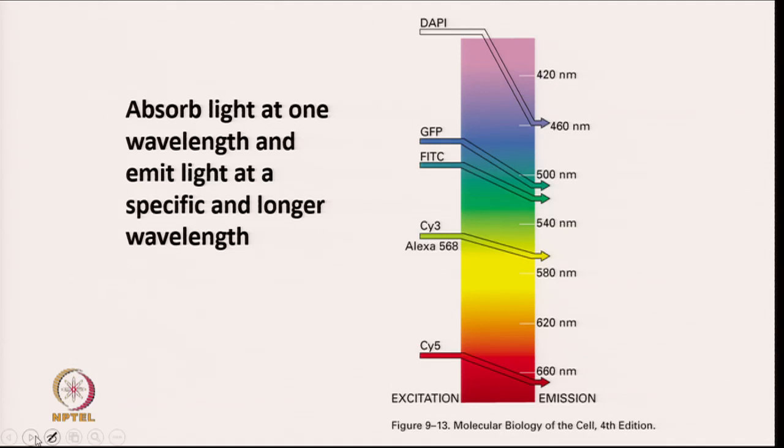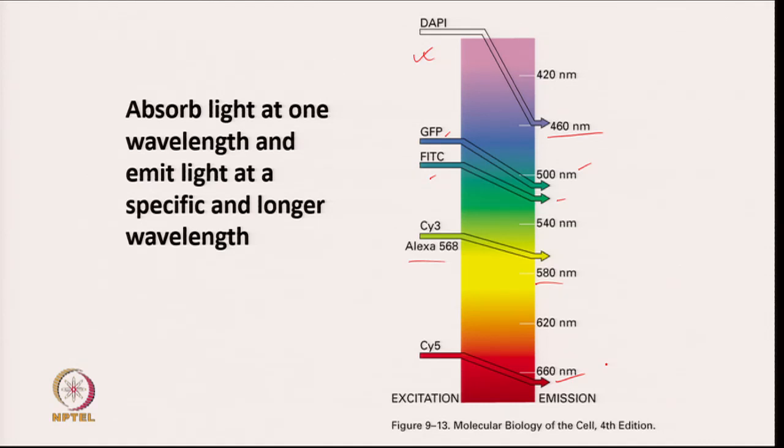So, these are a few fluorophores which are quite often used. DAPI, which I discussed last time, emits at 460 nanometers. GFP, green fluorescent protein, emits at 500 nanometers. FITC emits at around 520 nanometers. Cy3 or Alexa 568 emits at 580 nanometers, and Cy5 emits at 660 nanometers.